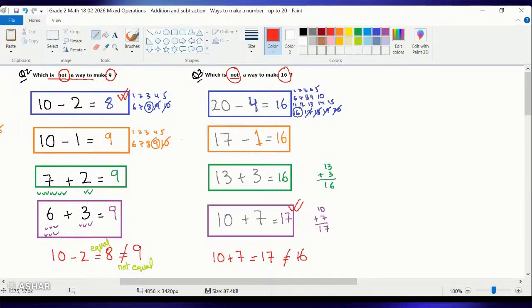Because we have to find the way in which we cannot make a 16. There are 2 signs over here. This is the equal sign, this is not equal. Whenever you put a line across an equal sign, it means not equal. Let's have a look at another option. The next question says, how do you make a 15?